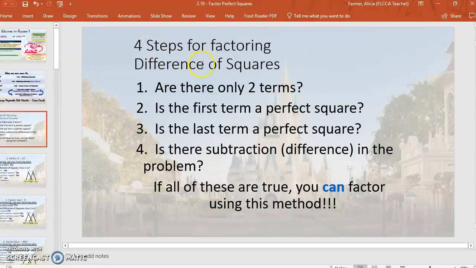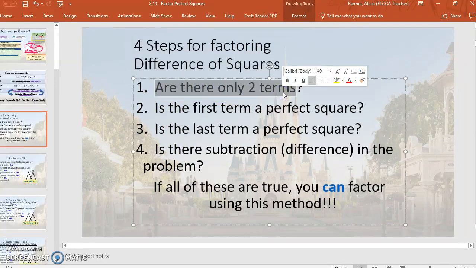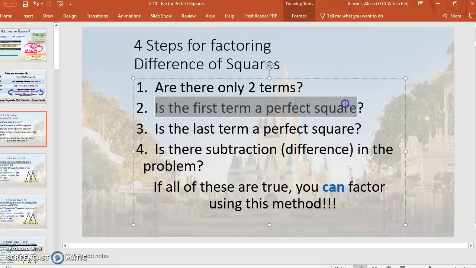All right, so let's talk about the difference of squares. Difference of squares is a method you use to factor, and in order to use it, you have to have certain qualifications. You have to have only two terms, which is a binomial. The first term has to be a perfect square. And if you're wondering, remember what a perfect square is: something that, if it's square rooted, gives a pretty number.